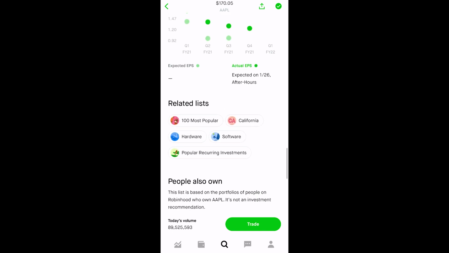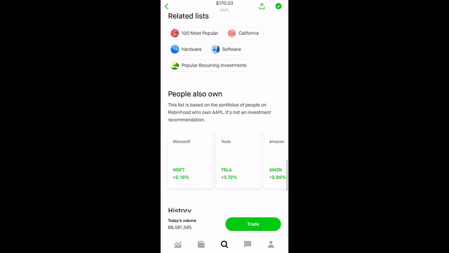Now down here, you can look at related lists. This is just built by Robinhood so that you can have shortcuts into different types of companies that are more relevant to the one you're looking at. Now it also says people also own. So people that own Apple tend to own Microsoft, Tesla, Amazon, Disney, and so forth. You can go on and on and on and just see what other people are owning.